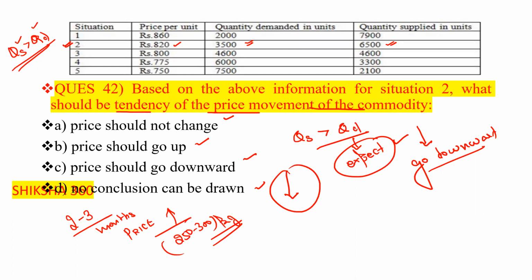After rainfall there is a lot of quantity available in the market, and demand is not that much. So we expect the price to go down, to around rupees 50 per kg. Earlier it was 250 to 300 per kg, and later it will go to rupees 50 per kg. So the price movement of the commodity should be downward. So option number C is the answer.